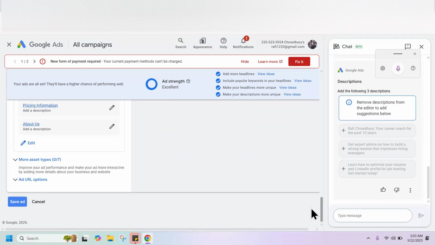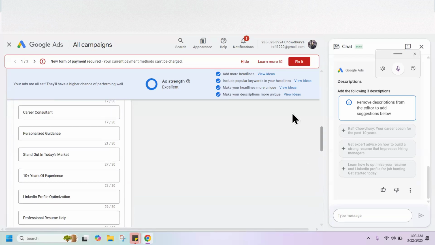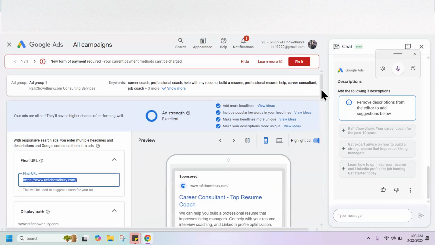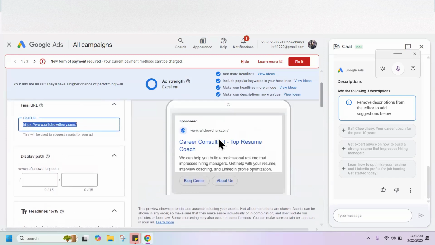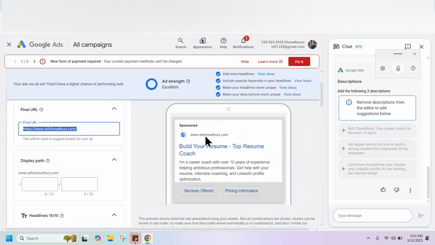No, no, add URL, nothing. Do you understand my question? Yes. Let's just say I run an ad, and it says career consultant, top resume coach. Can I edit that link right there and put www.resumecoach.com, but when they click it, it redirects to www.rafichowdhury.com? Can I do that?